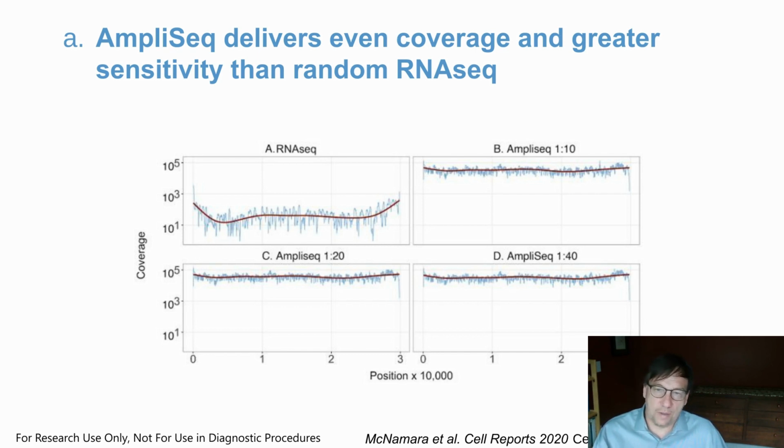And then you can see that the red lines are much straighter compared to the RNA-seq panel A, attesting to even coverage. I do want to highlight the two ends and draw your attention to the drop in the blue lines at the very 3' and 5' end, and that is, again, one region that any approach never really covers.